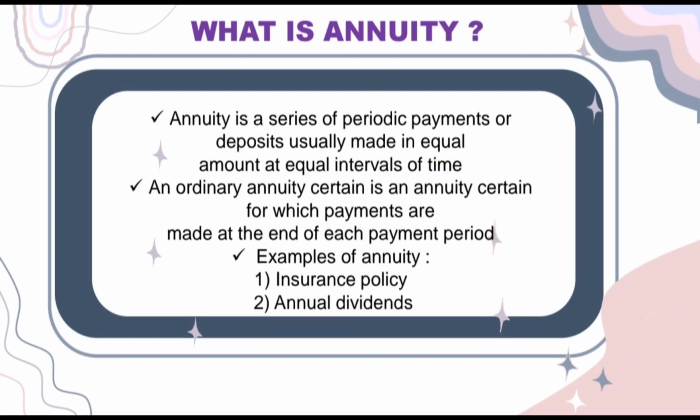What is an annuity? An annuity is a series of periodic payments or deposits, usually made in equal amounts at equal intervals of time. An ordinary annuity certain is an annuity certain for which payments are made at the end of each payment period. Examples of annuities are insurance policies and annual dividends.